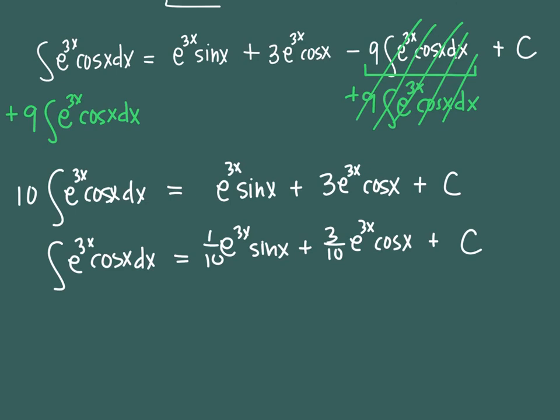Okay, and what would blow your mind? How would you check that? Take the derivative, and you know what you're going to end up with? E to the 3x cos x when you take the derivative.